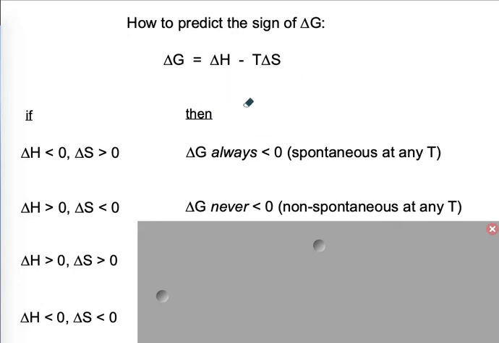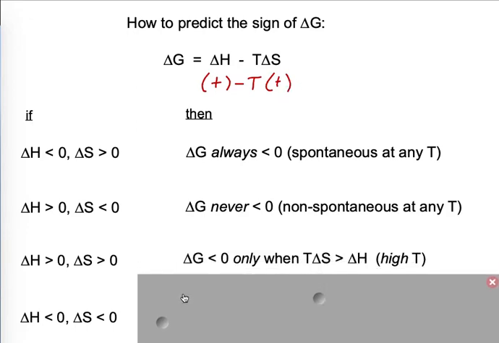In our third case, we have an endothermic reaction, positive delta H, in which entropy is increasing, positive delta S. That would be a positive delta H, which disfavors spontaneity, but a positive delta S, which favors spontaneity. We see that delta G can be negative, and therefore the process can be spontaneous, only when the magnitude of T delta S is greater than the magnitude of delta H. That occurs at high temperature. So if you have an endothermic reaction but has an increase in entropy, higher temperature favors spontaneity.